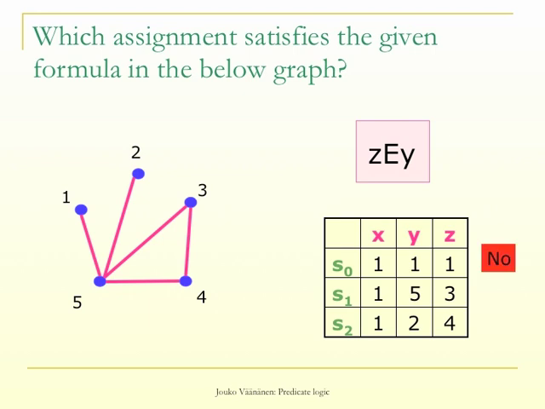For S1, the value of Z is 3 and the value of Y is 5. Between 3 and 5 there is an edge, so the answer is yes. For S2, the value of Z is 4, the value of Y is 2, no edge, so the answer is no.